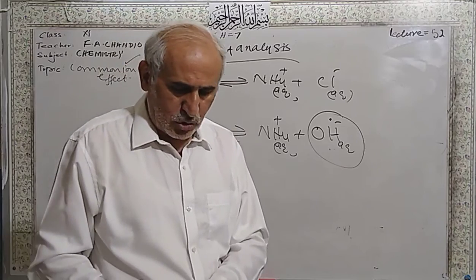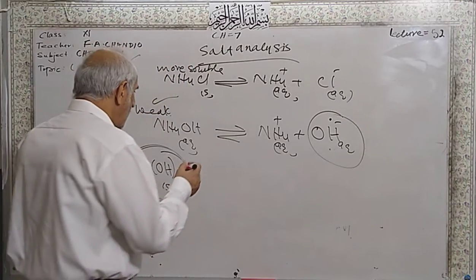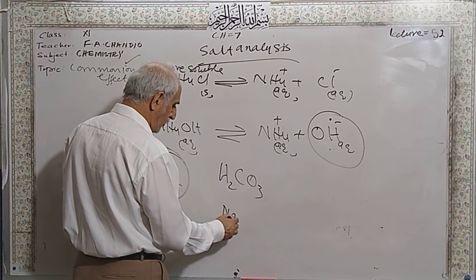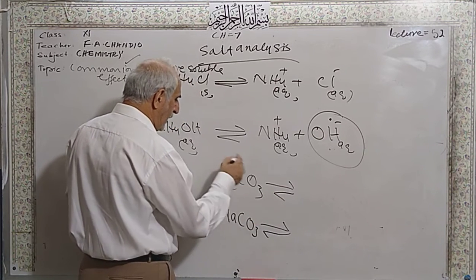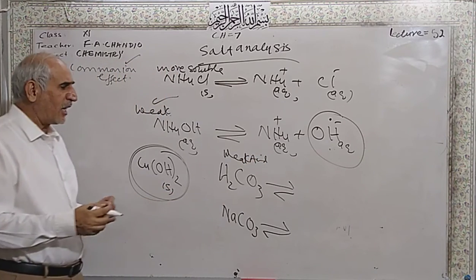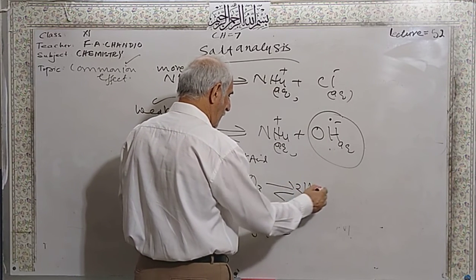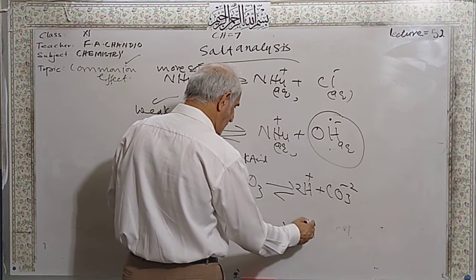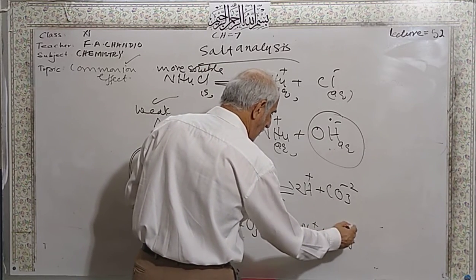The same case applies in another example of salt analysis. Here we have carbonic acid and sodium carbonate. Carbonic acid is a weak acid, so it gives hydrogen ions and carbonate ions. Sodium carbonate gives sodium ions and carbonate ions.